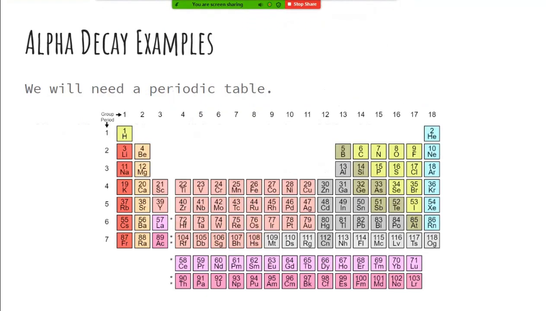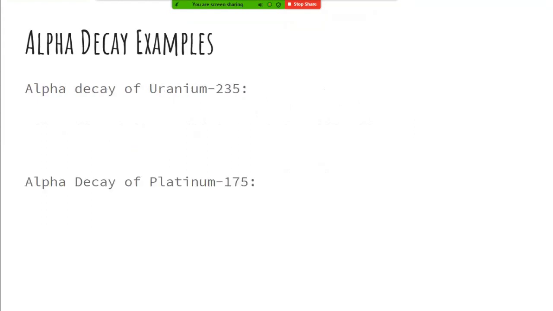All right, so for this, we're going to need a periodic table. When I let you work on a practice problem and also on the test, I'll give you a periodic table to work with. The main thing you need from the periodic table is just the atomic number. I'll give you the atomic mass within the elements themselves, so you don't have to worry about that. We're going to do the alpha decay of uranium-235 and the alpha decay of platinum-175.